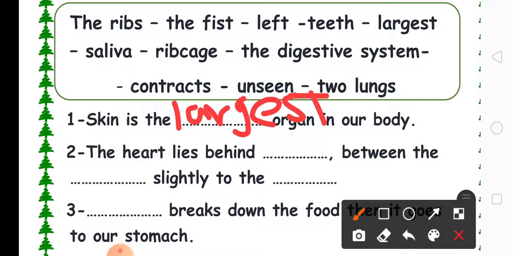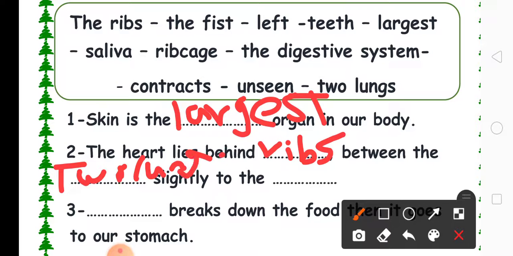So the heart is behind the ribs, between the two lungs, slightly to the left.